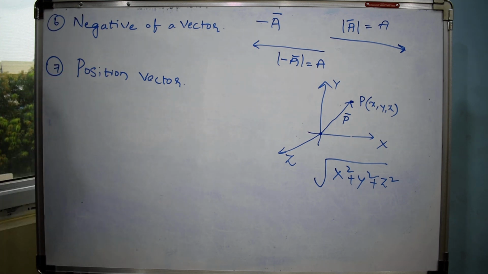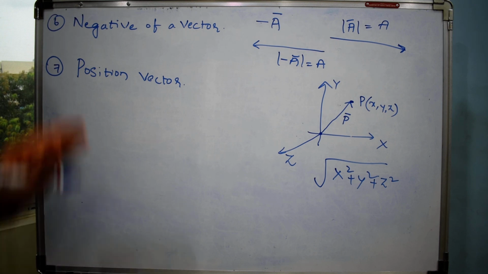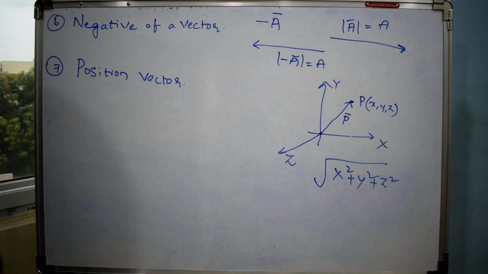Now, in order to evaluate the resultant of vectors, we have a few methods. The first will be the triangle law of vectors, then the polygon law of vectors, the parallelogram law of vectors, and so on. In the next video I will be discussing how to find the resultant of the vectors.